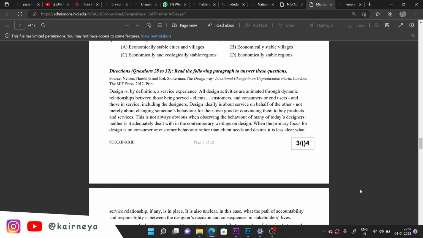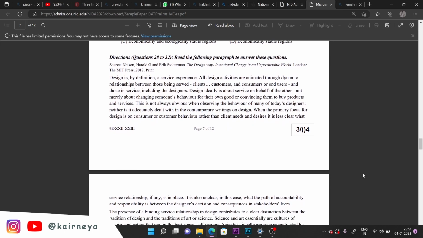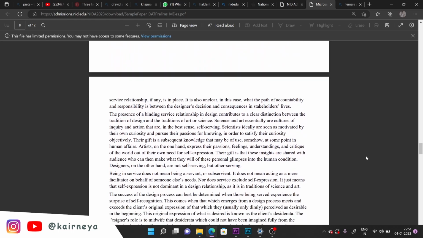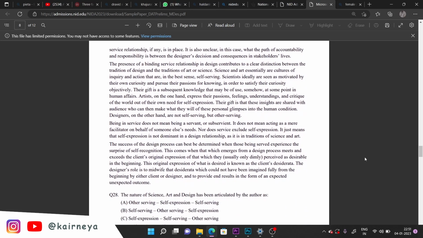If you just learn about something, then I don't think you are going to remember it much. There is one more type of question that they asked, and I got it by surprise. I mean, I was not prepared for it. NID asked questions on the basis of paragraphs. So they gave paragraphs, and we had to read those paragraphs and come up with the answers for the MCQs that were asked on the basis of that paragraph.